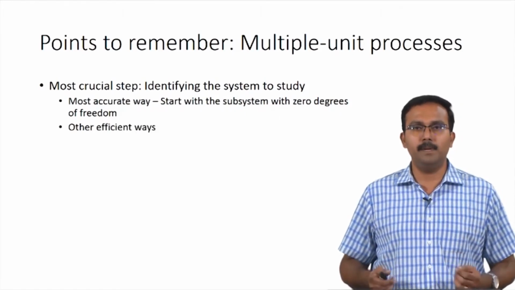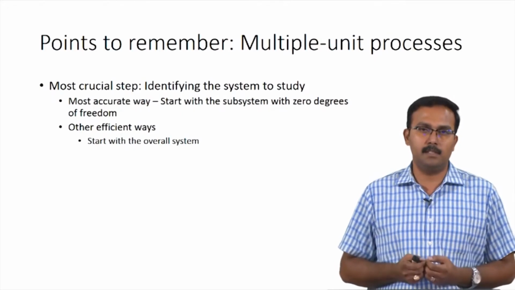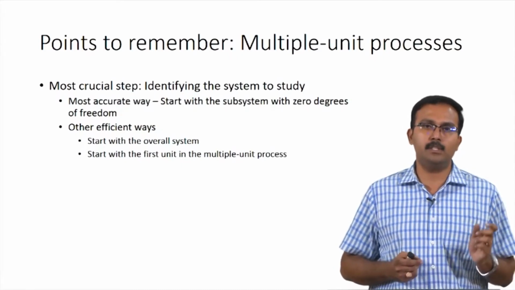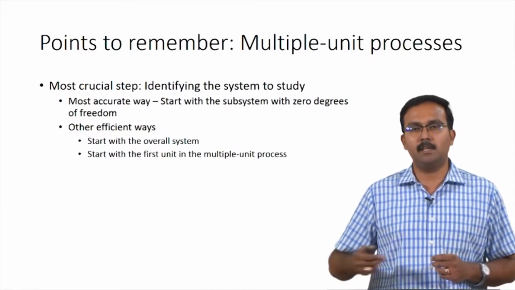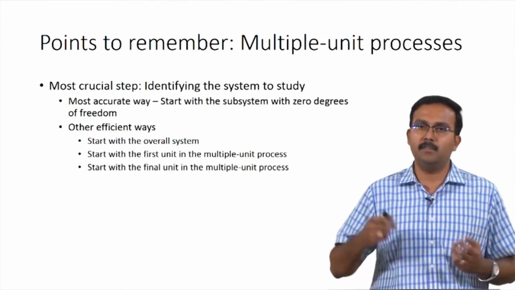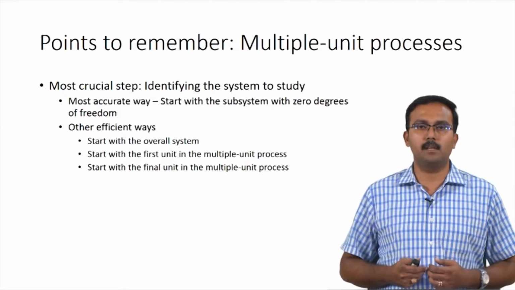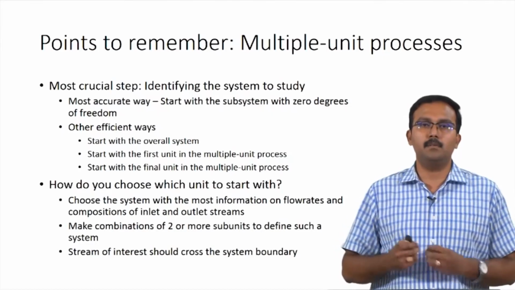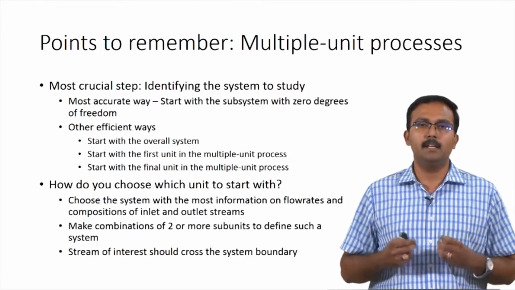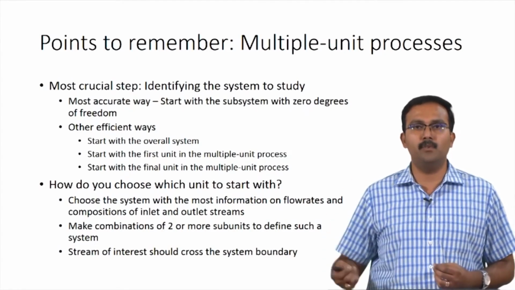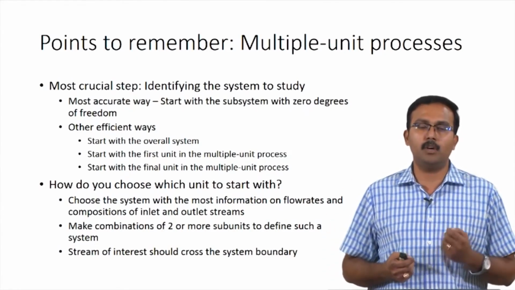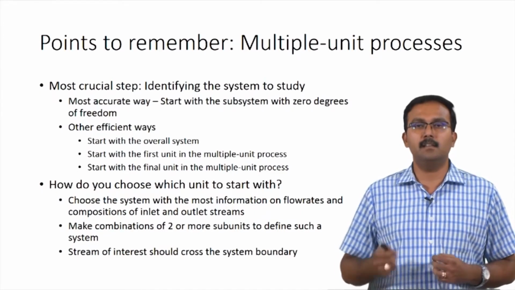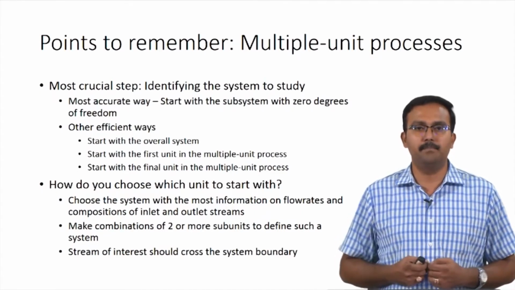The other efficient ways would be to either start with the overall system as a single system, where we consider this as one unit itself, or we start with the first subunit of the system and start performing calculations, or we can start with the final subunit in the system. Amongst these three, where do we start? You usually choose a system where the most information is available for you. If there is a system where you have more information on the flow rates and the composition of the streams that are crossing the system boundary, then that is the system you would want to start with. The chances are that is the system which has 0 degrees of freedom.